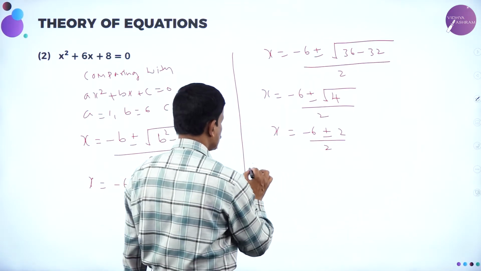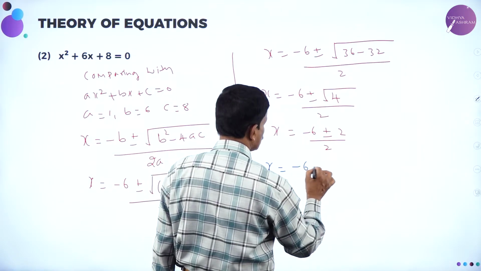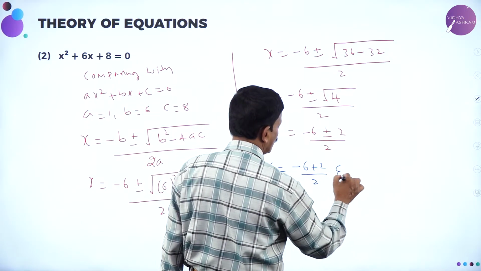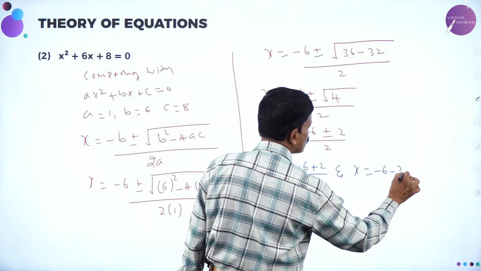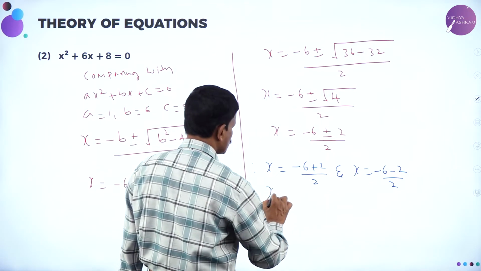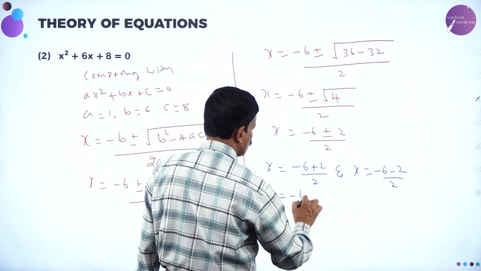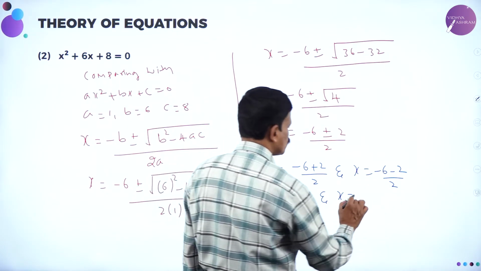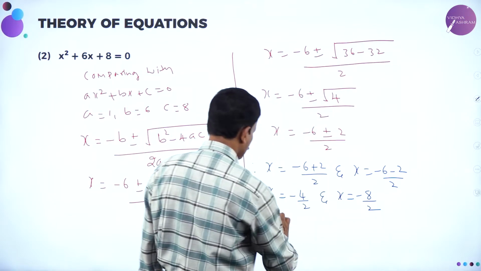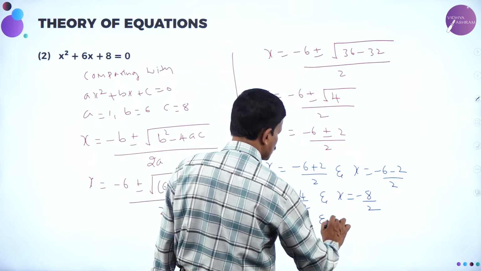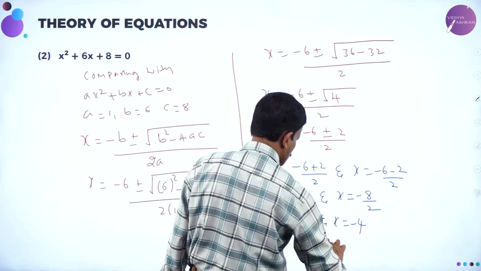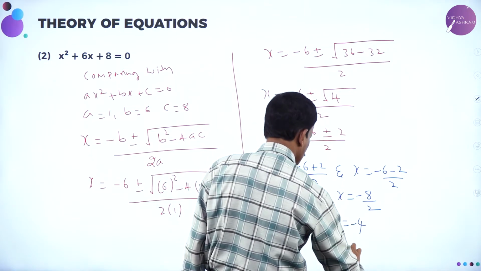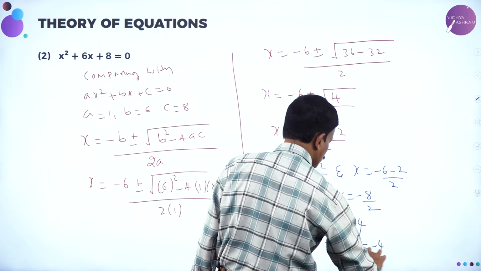Therefore, the roots are x is equal to minus 6 plus 2 by 2 and x is equal to minus 6 minus 2 by 2. So, this is x is equal to minus 6 plus 2 is minus 4 by 2 and x is equal to minus 6 minus 2 is minus 8 by 2. So, the roots are x is equal to minus 2 and x is equal to minus 4. x is equal to minus 2 as well as x is equal to minus 4.